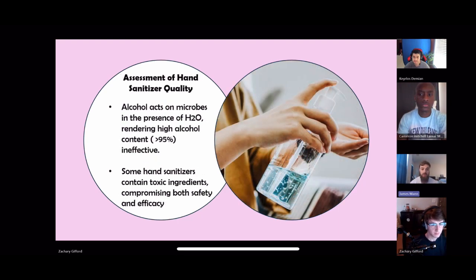The reason water is essential in being a part of hand sanitizer is because in the presence of H2O, alcohol acts on the microbes, damaging their lipid structures and denaturing the proteins, as we discussed in the last slide. Some hand sanitizers do contain toxic ingredients, which compromise their safety. Overall, the main effect the toxic ingredients really have, though, is making your hands dry and ashy, and not long-term detrimental health effects.